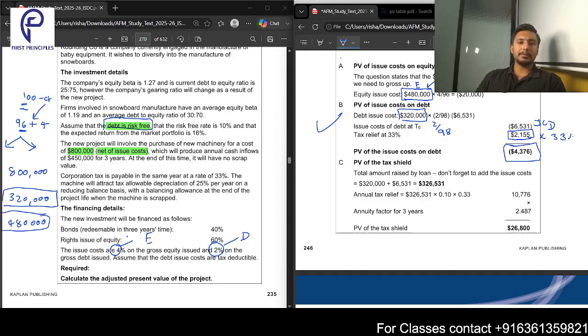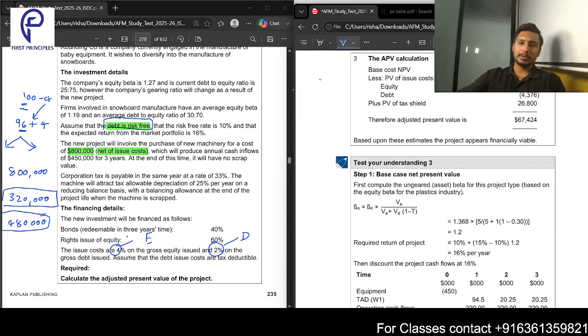And once we did that, we got the issue cost of equity and the issue cost of debt. Both have been included in the final calculation. The only reason why we have taken 4 by 96 in this case and 2 by 98 in this case is because the 800,000 was net of issue cost. So whenever they tell it's net of issue cost, you do it on the net amount, 2 by 98 and 4 by 96. So these three things are done.